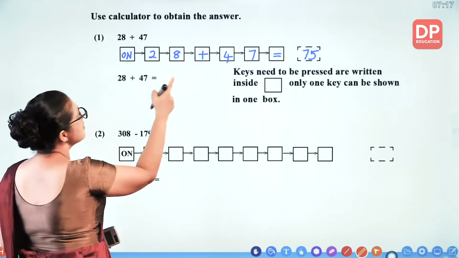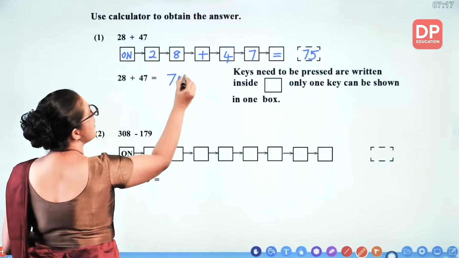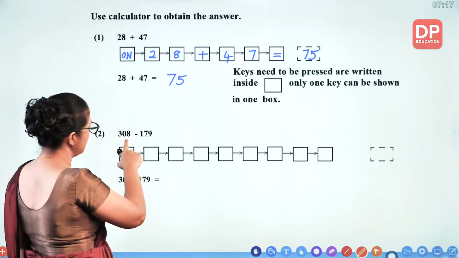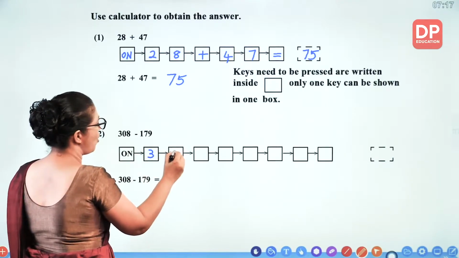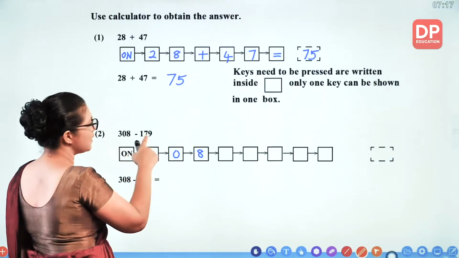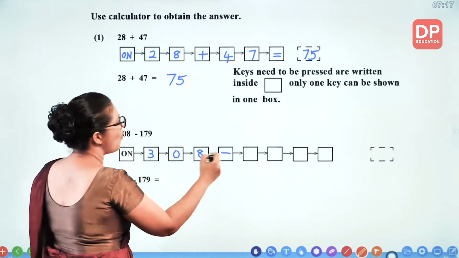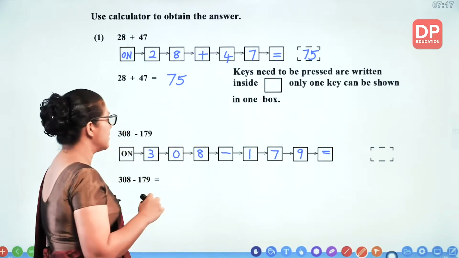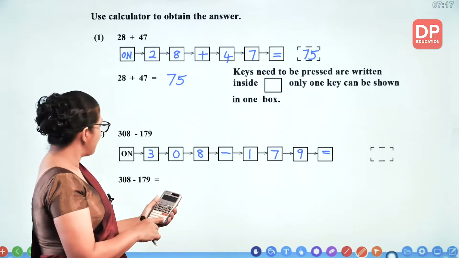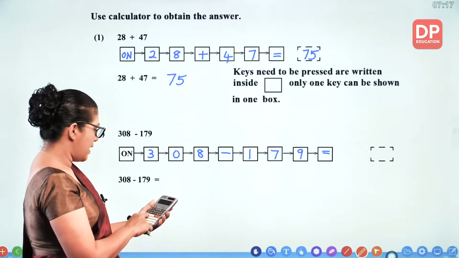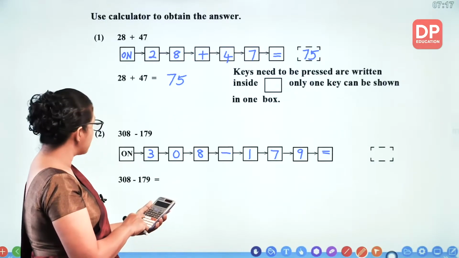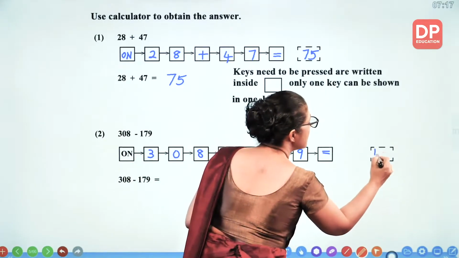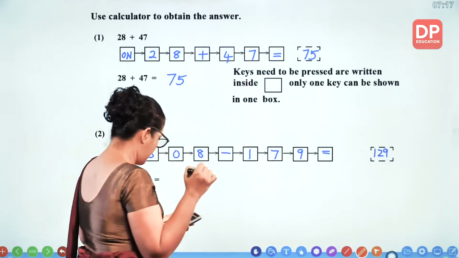Now subtraction. So I'll write down the answer here, 75. Now we'll look at subtraction. So ON button, 308. Then subtraction, 179. And then press the equal button. So what's the value you are getting? ON, 308 minus 179. 129. So the answer is 129.